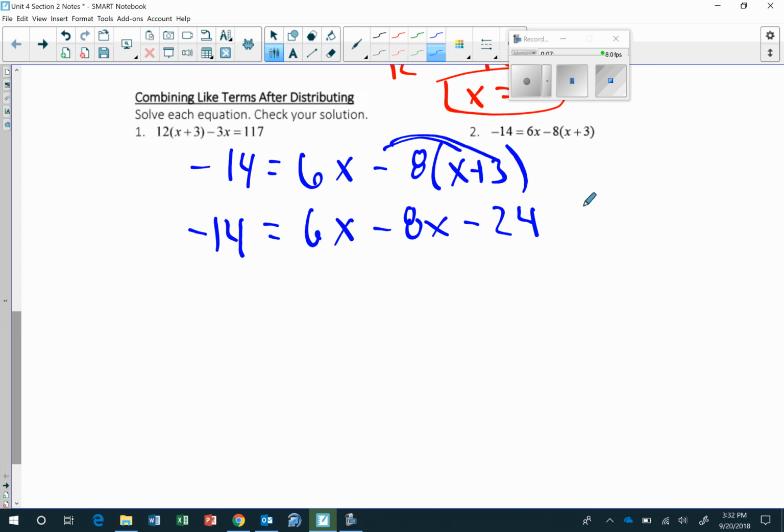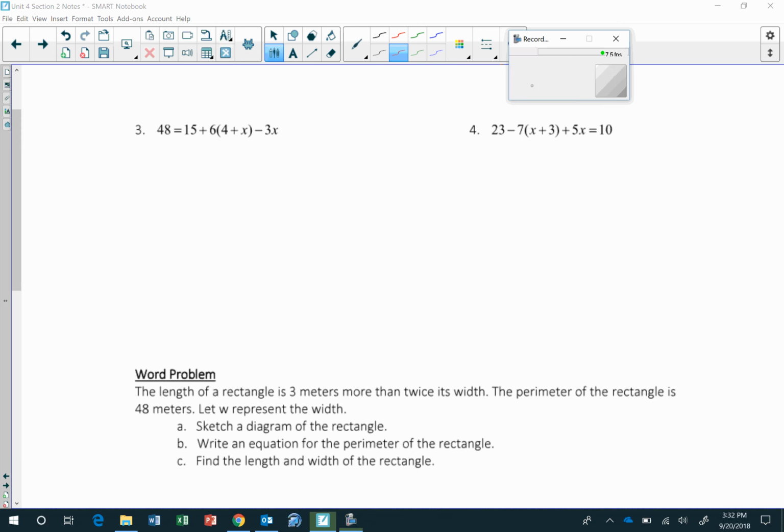I'm going to let you guys go ahead and take over from here, combine like terms, and then it's a two-step equation. Make sure you show your check step, and then if you need any help, just ask your teacher. On the back side, we've got a couple more examples we can walk through.